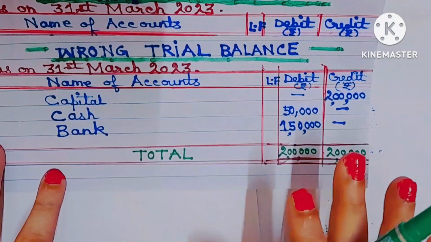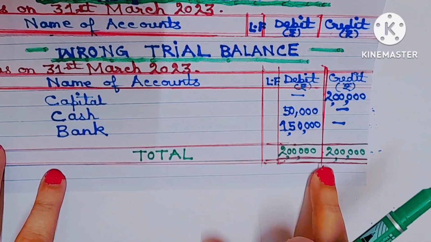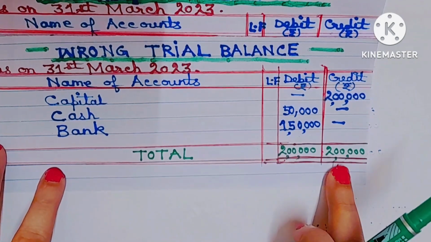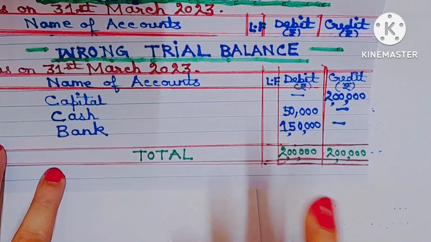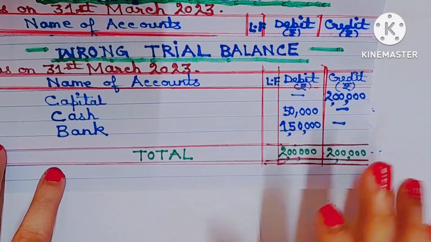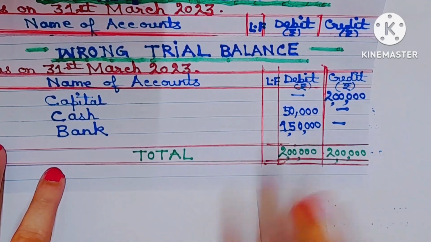Please remember, if there are two-sided errors, the trial balance will agree, though the trial balance is incorrect and incomplete. Understood? But if there is a one-sided error, the trial balance will not agree. That I will show you with the help of an example in case of partial omission.